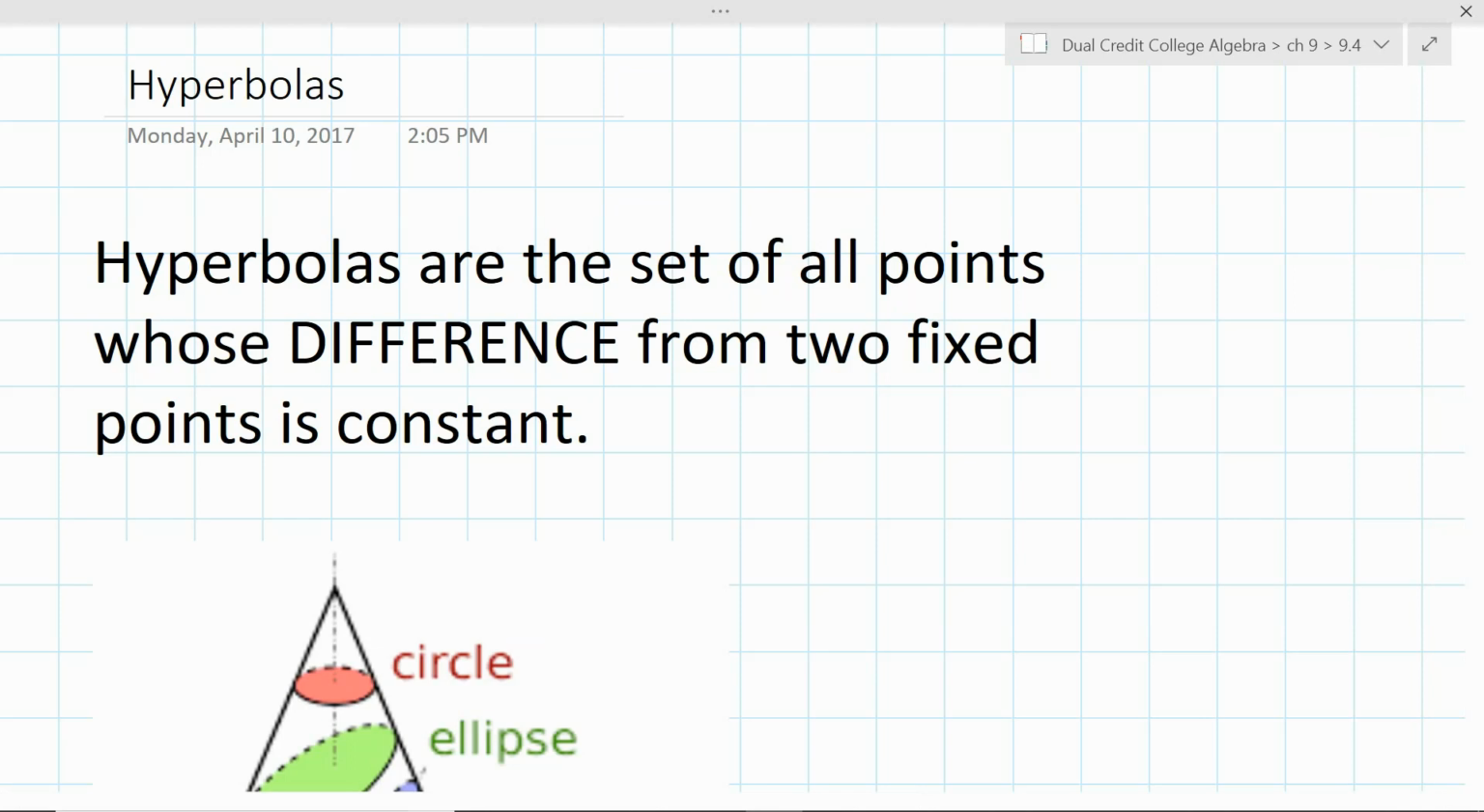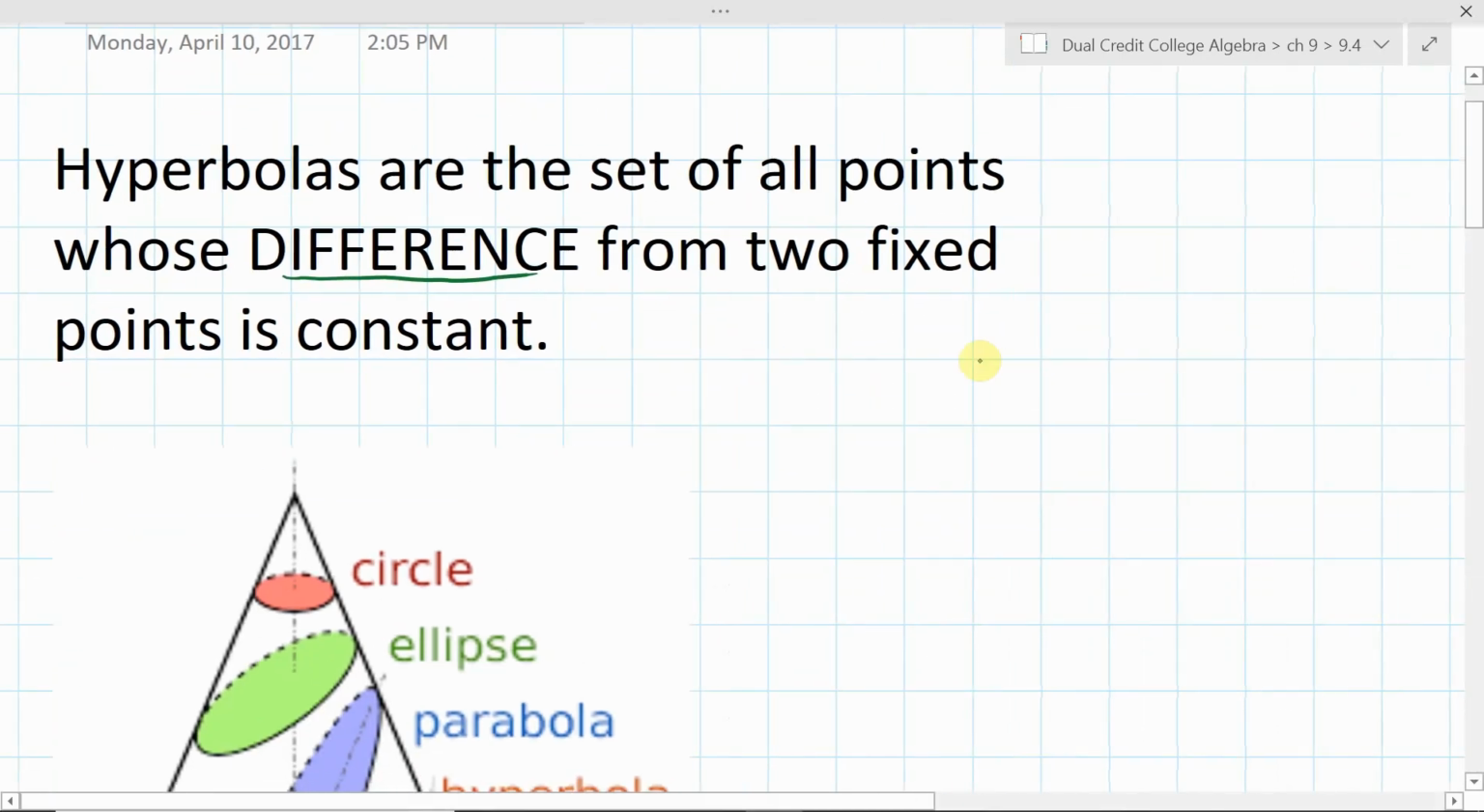up with something. So hyperbolas are the set of all points whose difference from two fixed points is constant. Now that should sound a lot like the ellipse. The ellipse is the set of all points whose sum from two fixed points is constant. So that's really the fundamental difference. It's when we're looking at this hyperbola shape.